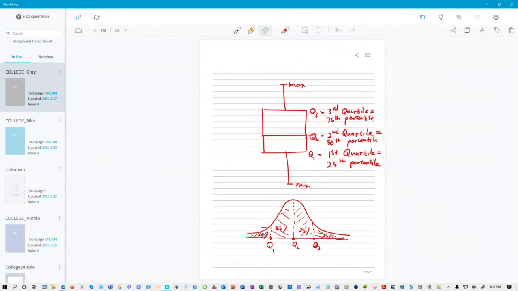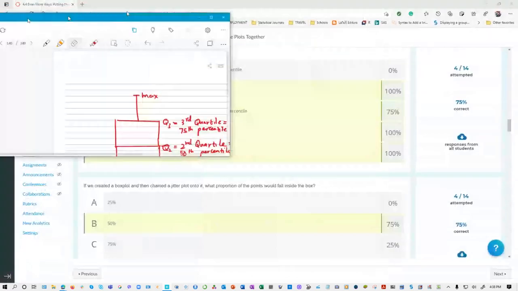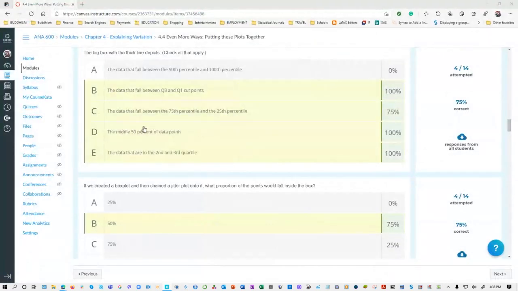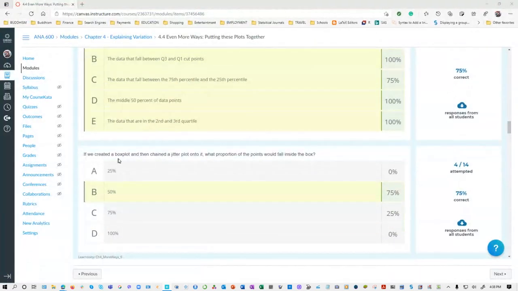Up to that point, all the data in the first quartile and the second quartile are depicted by Q2, the middle, the median. If we created a box plot and then chained a jitter plot onto it, what proportion of the points would fall inside the box? You can remember that when we drew a jitter plot for the box plot, 50% of the data is going to go inside the box for sure.